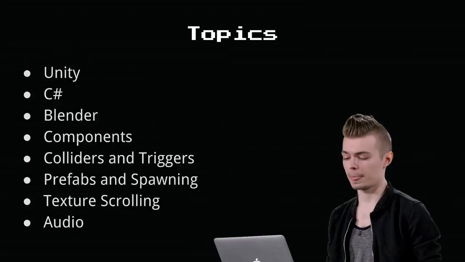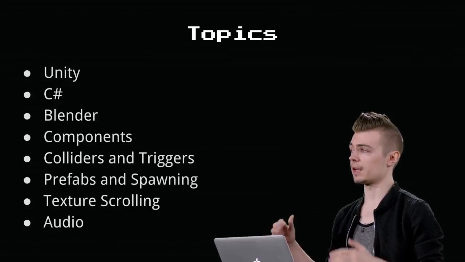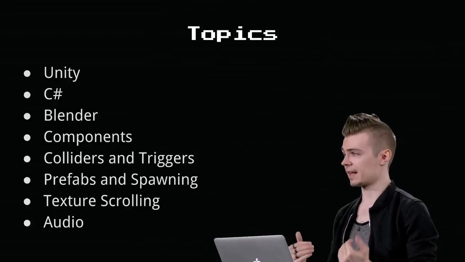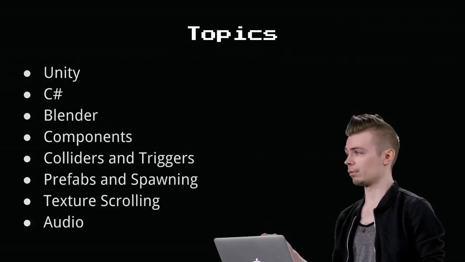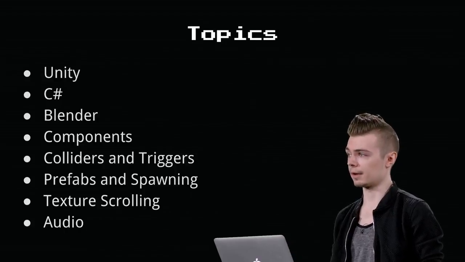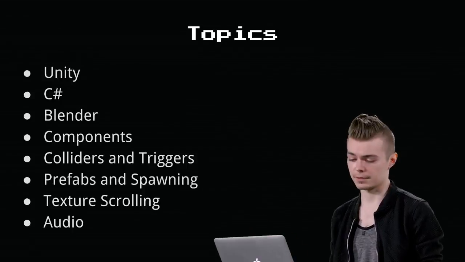Texture scrolling is something we'll look at briefly because it's the way that we accomplish the infinite scrolling aesthetic or behavior. We'll look at how we can do that in a different way than we've done before, using UV coordinates and specifically looking at materials and modifying certain attributes of those materials.